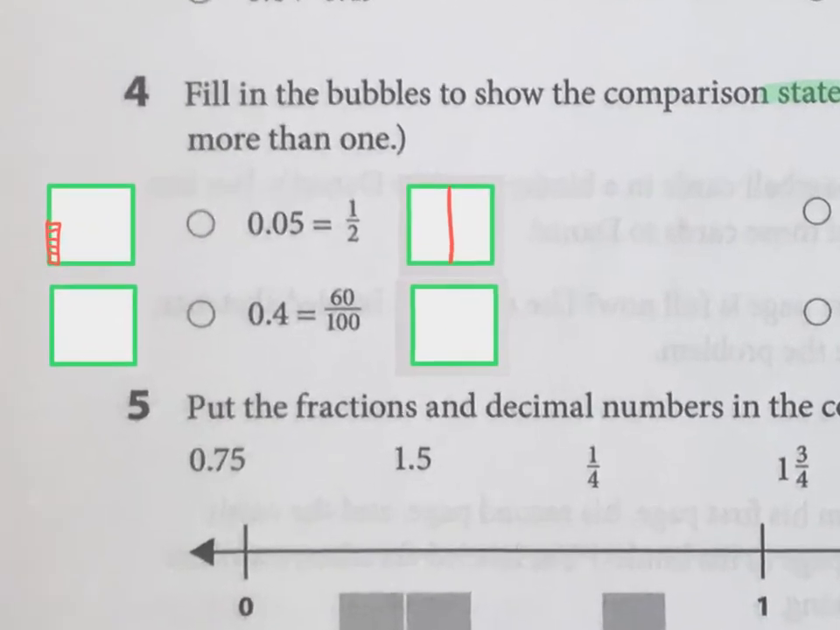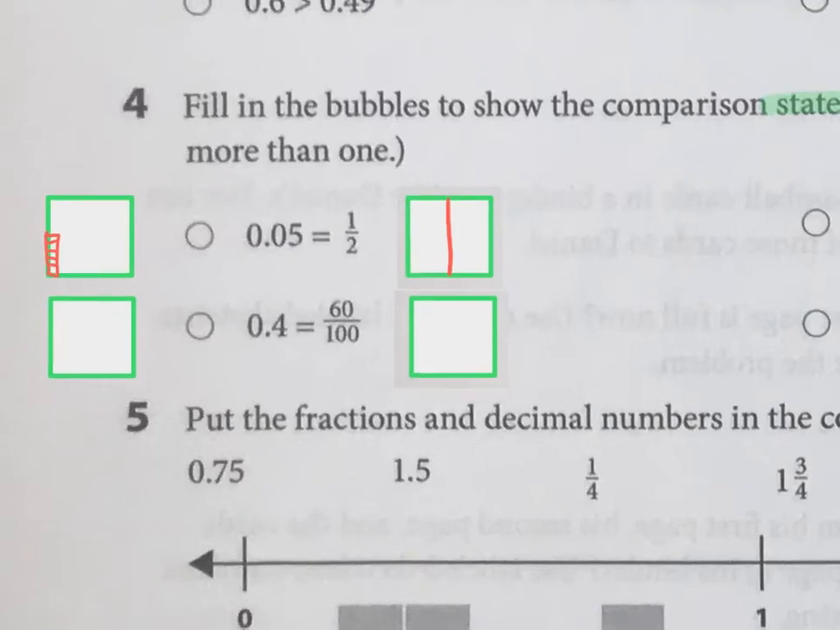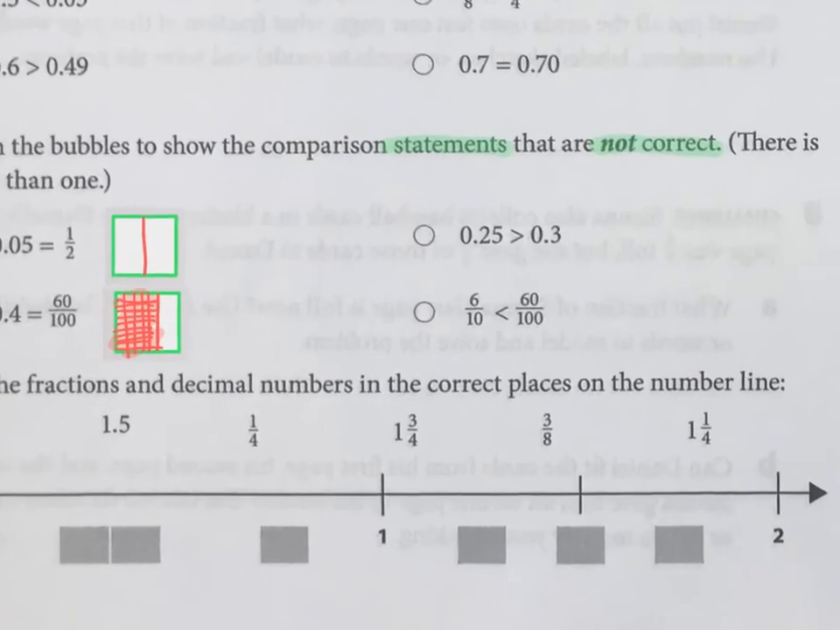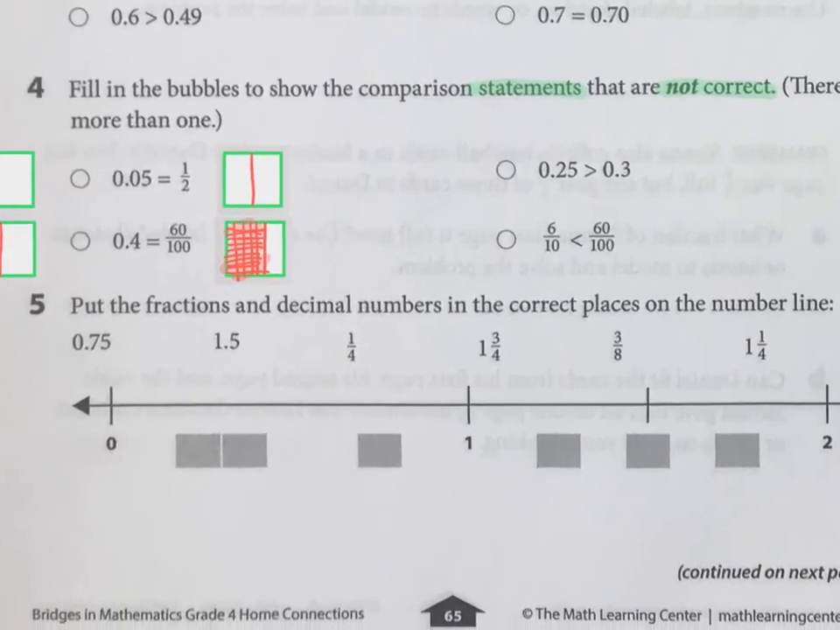How about this one? 4/10 would be 4/10 versus 60 hundredths. So again, if you look at these, that's going to be equal to 6/10. So yeah, I think that one's also not correct. And then have a look at the other ones and see what you think there.